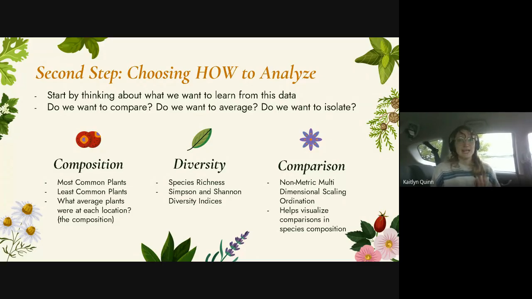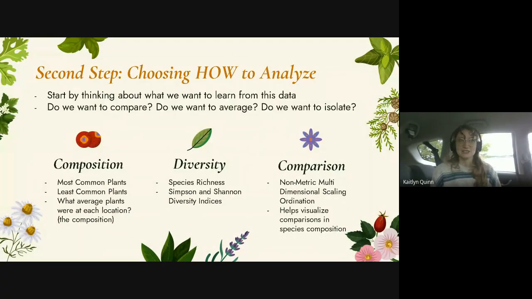So the three main topics that I wanted to focus on were, one, the composition of all the data. So what was the most common plant? What was the least common? What average plants were at each location? Basically the composition of each location. The second is the diversity. I focus specifically on species richness, Simpson and Shannon diversity indices, which I will talk about later.